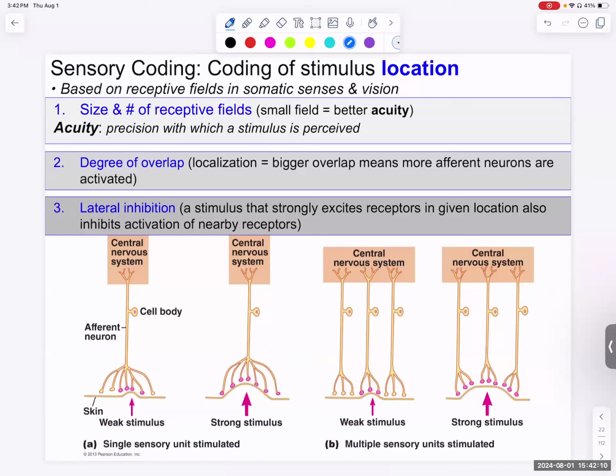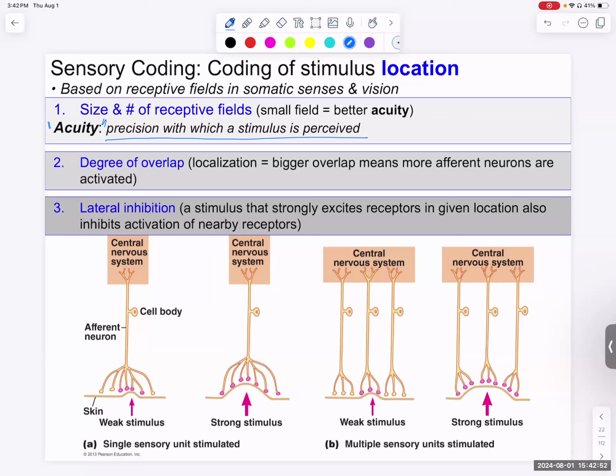So the size of the receptor field is what gives you an idea about localizing where that receptor is coming from. If you have a receptor field that is really large, it means one receptor is monitoring a big area, and it's hard to really localize where that sensation is coming from. The smaller the receptor field, the more you can really precisely locate where that sensation is coming from. And so that's the acuity. The acuity is the precision in which you can perceive exactly where the stimulus is coming from.